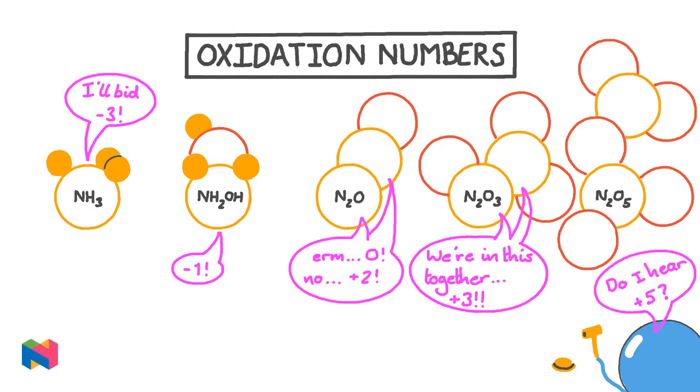In this video, we will learn about oxidation numbers, what they are, how to calculate them, and how to use them to identify redox reactions. Electrons in chemistry can be quite hard to keep track of.